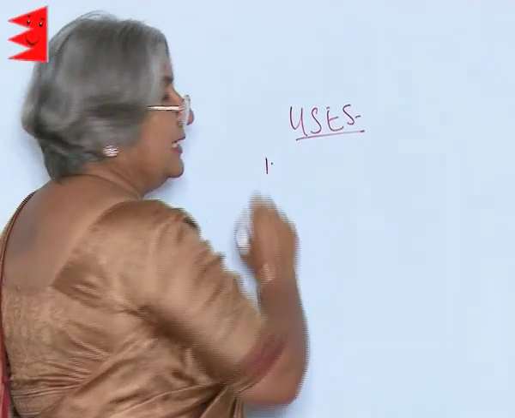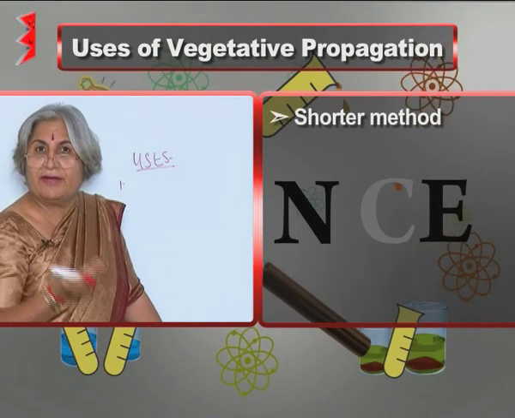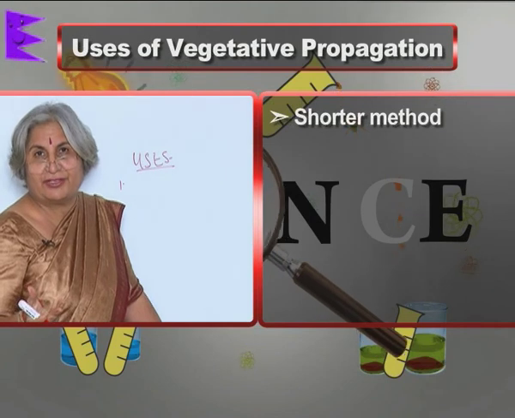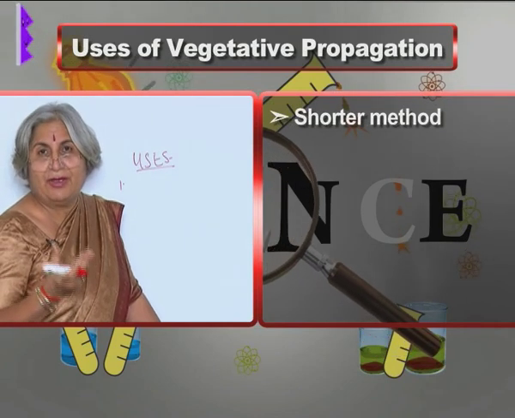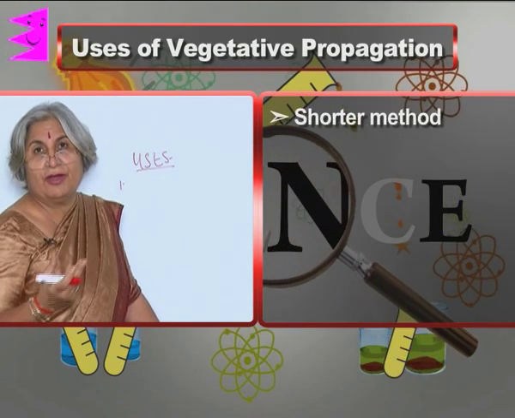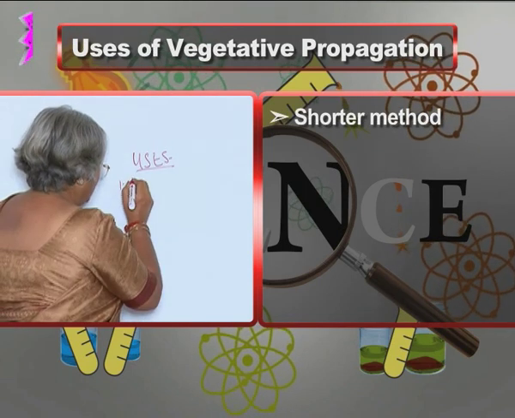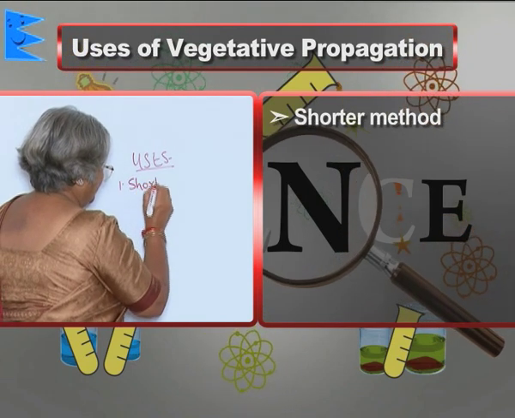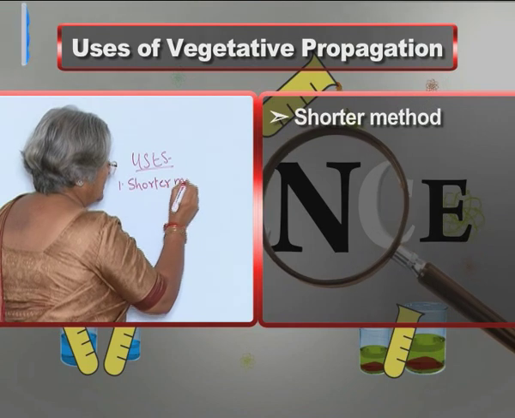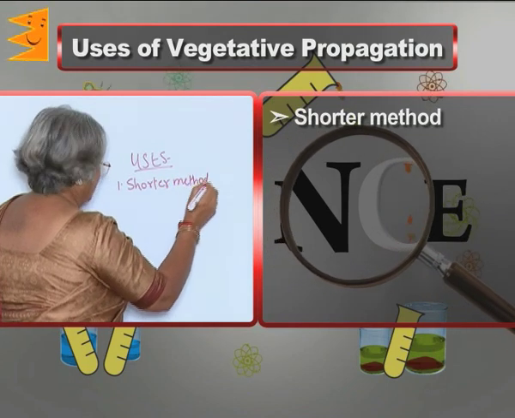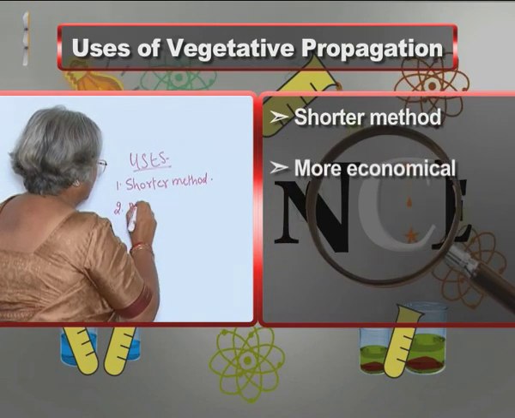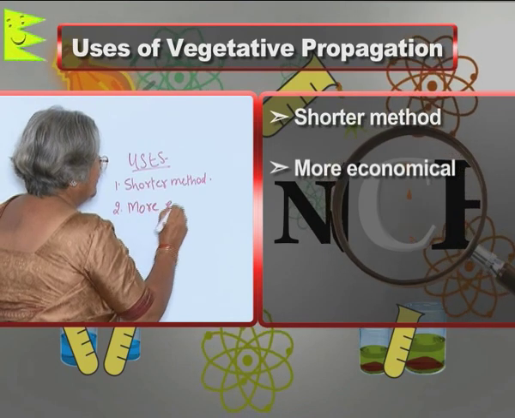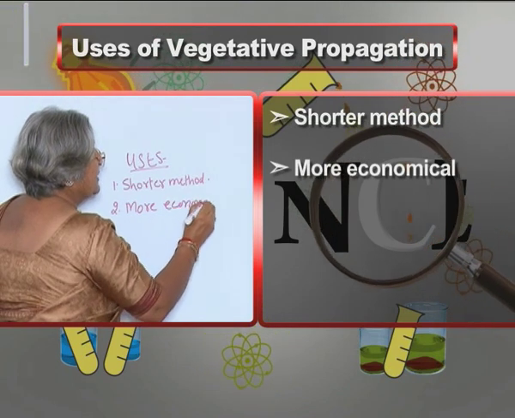First of all, it takes much shorter time. You do not have to wait till the flower formation. You can use the stem or the root or the leaf for reproduction. So, it is a shorter method. Now, because it is shorter, obviously it is also more economical. What does that mean? It is less expensive.